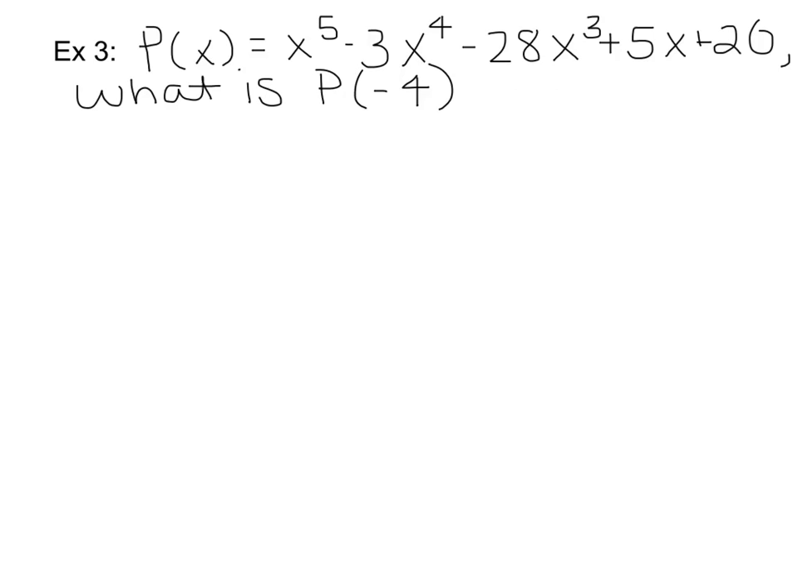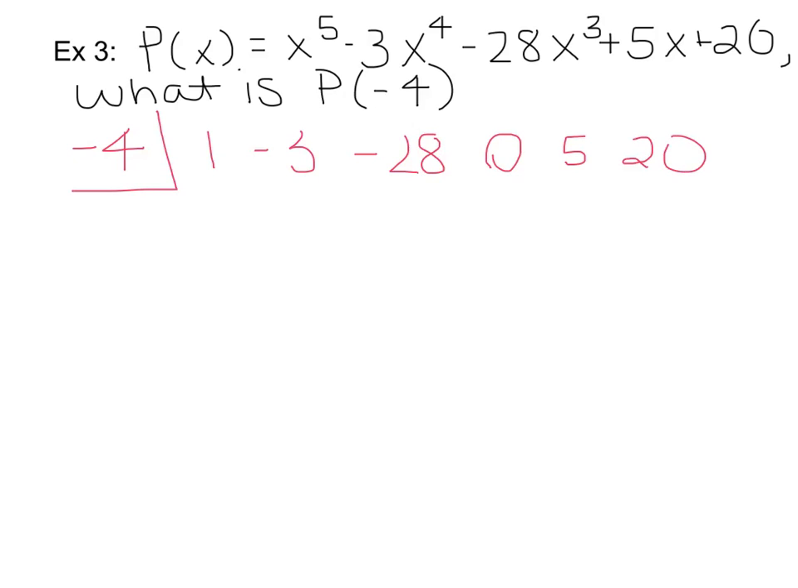So the polynomial that we're given is x to the fifth minus 3x to the fourth minus 28x cubed plus 5x plus 20, and it says, what is p of negative 4? So there's two ways of doing this problem. So you take negative 4 because that's what's given to you, and you put that in your little box because that's what you're dividing by. And then there's a 1 in front of x to the fifth, there's a negative 3 in front of x to the fourth, there's a minus 28 in front of x cubed, there is 0x squared, don't forget about your placeholders, a 5 in front of the x, and then a 20.